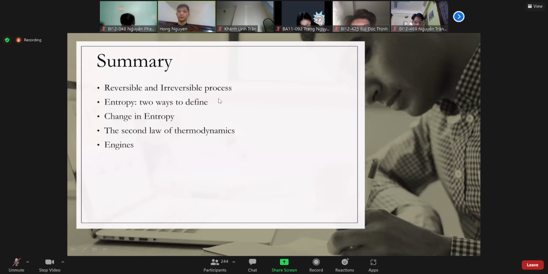Good. Then we studied the engine, the Carnot engine, the efficiency of any engine, the Carnot refrigerator, and the efficiency of any refrigerator. And this part will surely happen in the final exam.